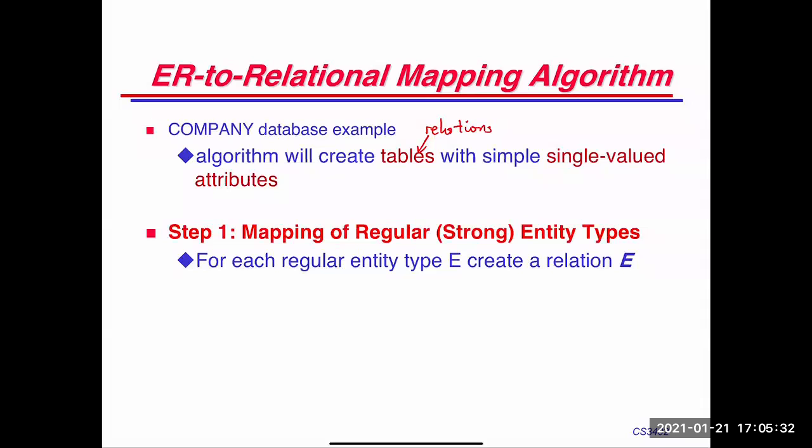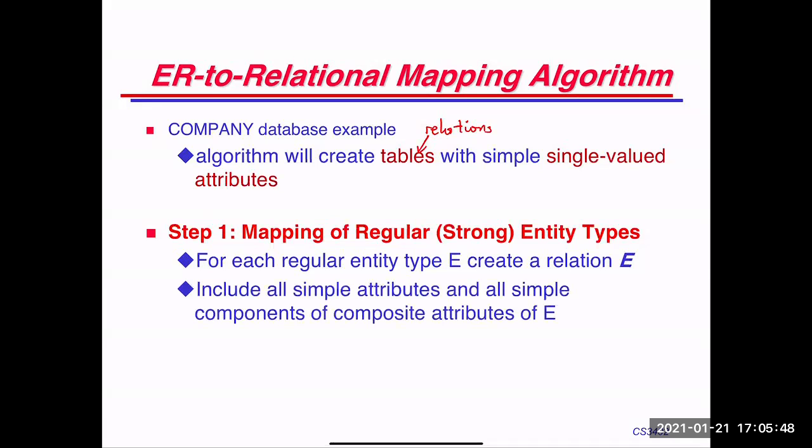So the first step that we do here is we map the regular entity types in the following way. For each entity type E, we create a relation E, and we include all the simple attributes of that entity. For each attribute that we have in our ER model, we're just going to add a column. And if we have composite attributes, we're also going to include the components of the composite attributes.